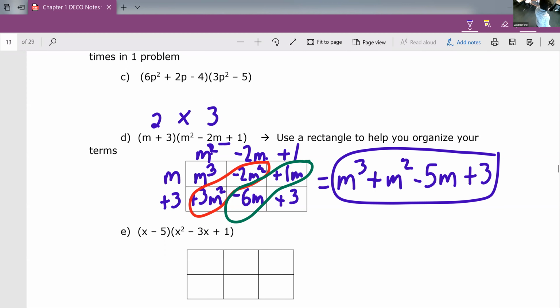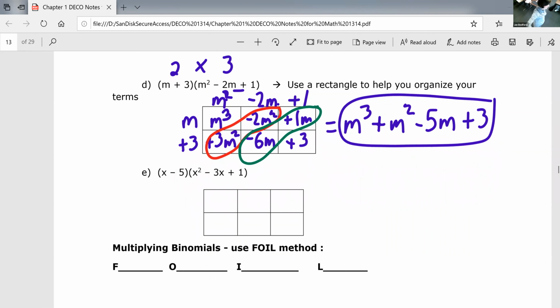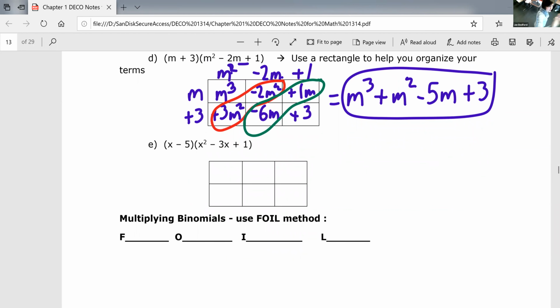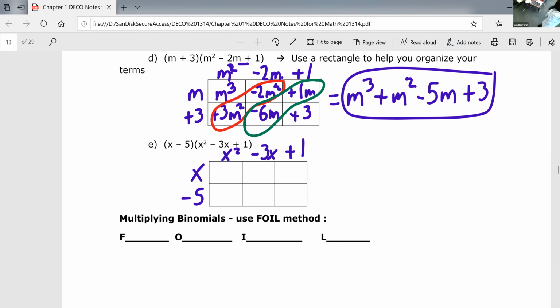Now I've already got the box there. What would go outside the rows? What would you put here? You put an x here, and what would you put down here? Minus 5, okay? What would you put up here? x squared, then? Negative 3x goes here, then? Okay, now let's see if you can fill in the boxes and combine like terms. I'm going to walk around and check on you.